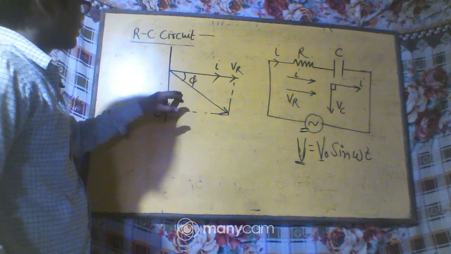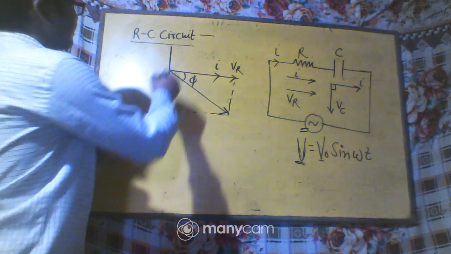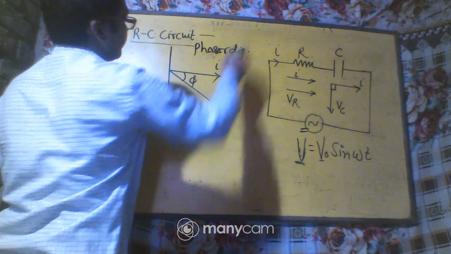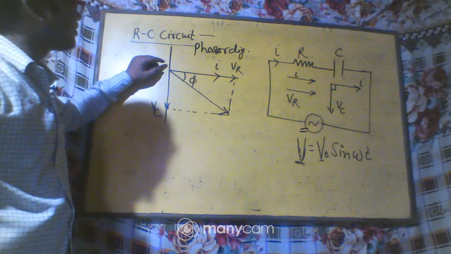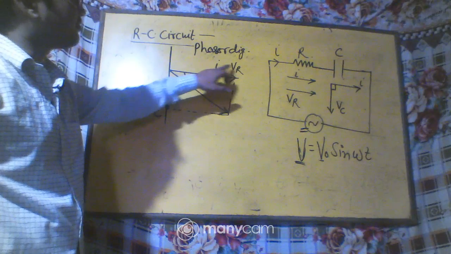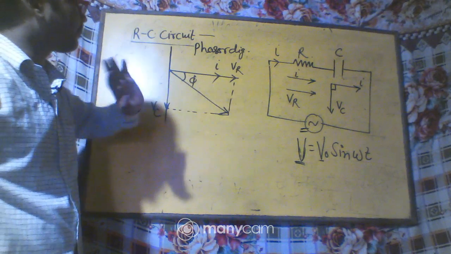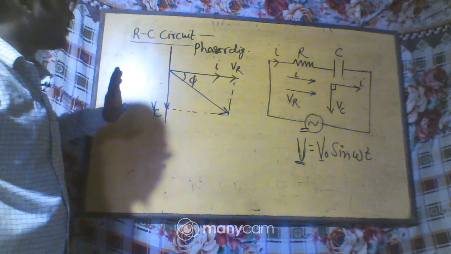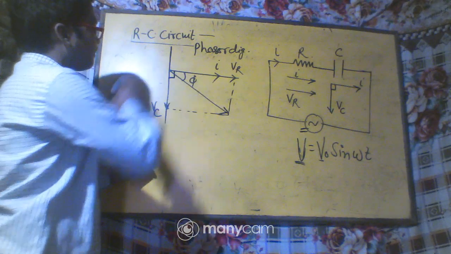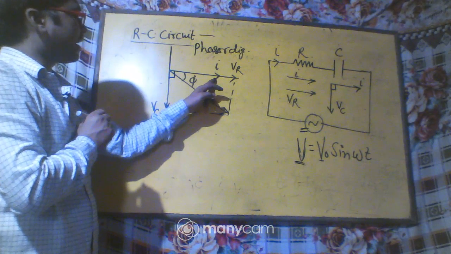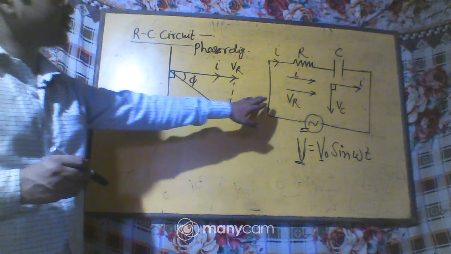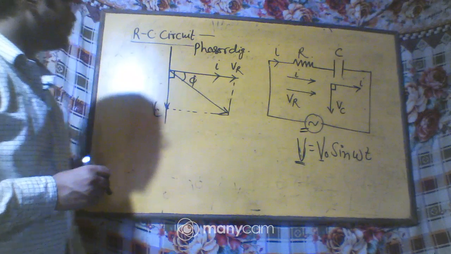Okay, so now the phasor diagram for this circuit is given here. You can see this one is the phasor diagram. You can write here the phasor diagram. In this phasor diagram you can see that in the resistor, I and VR are in the same phase and it is drawn along the x-axis. In the capacitor C, the phase difference between current and voltage VC is 90 degrees and current I is leading voltage VC by 90 degrees. So this diagram follows all the criteria of this circuit.